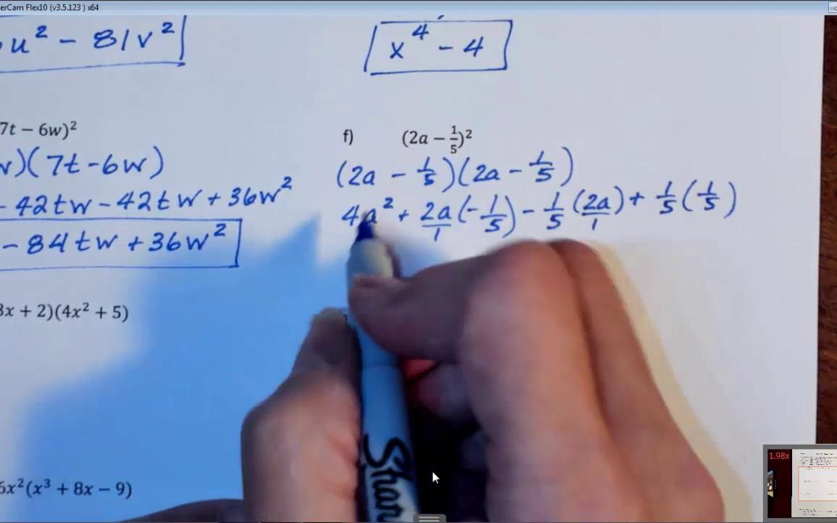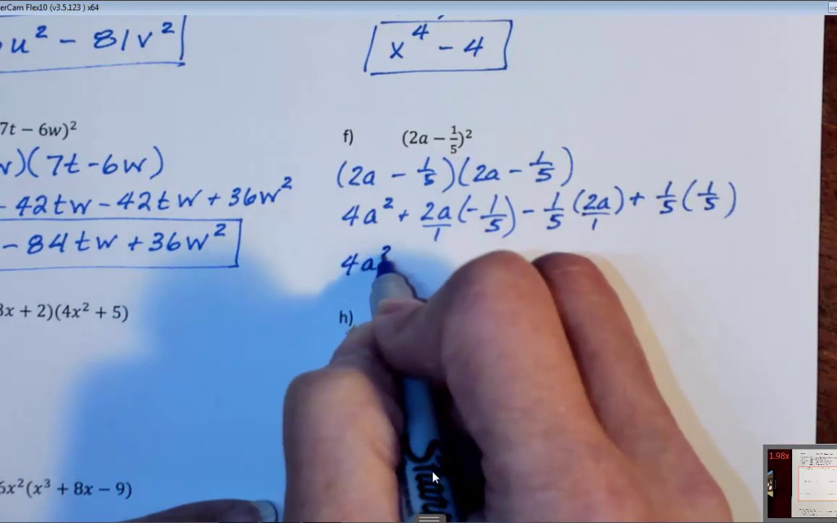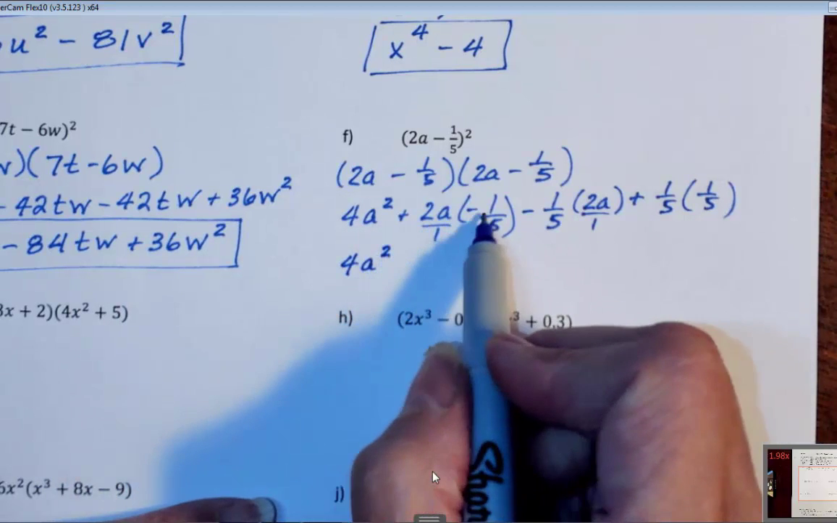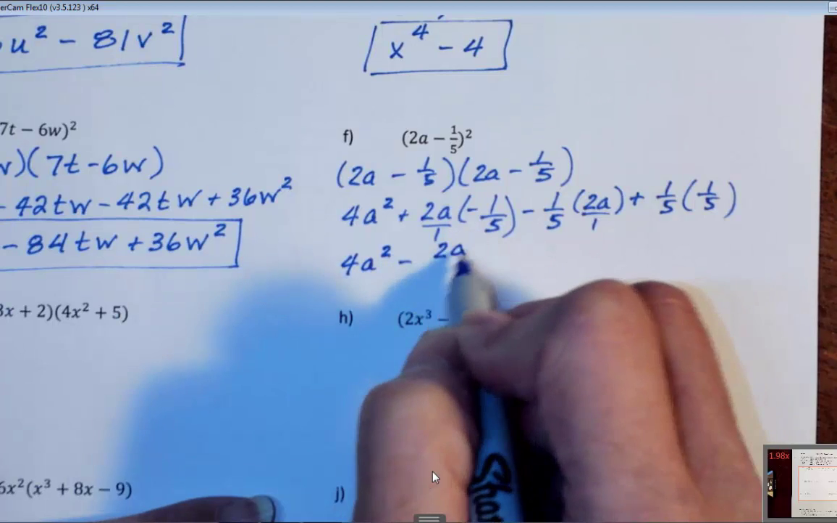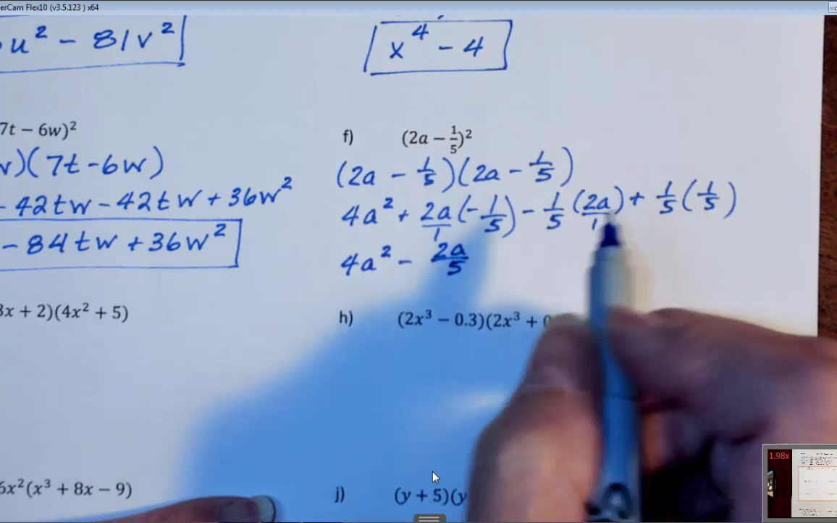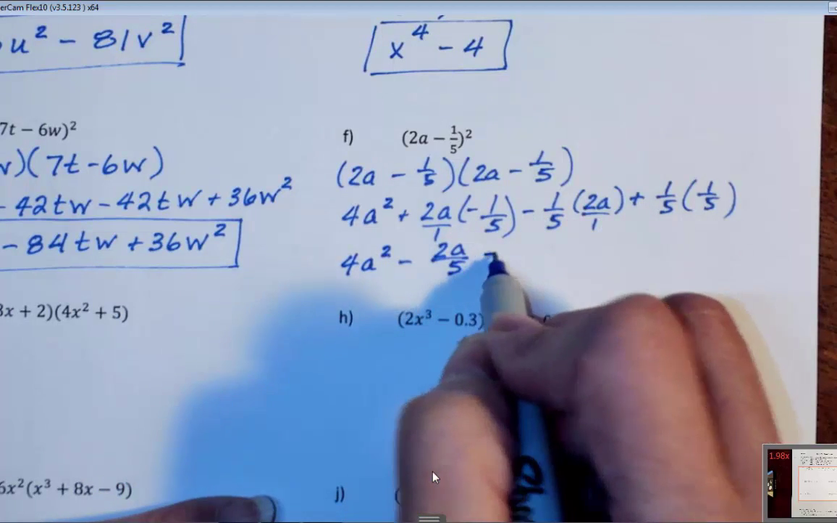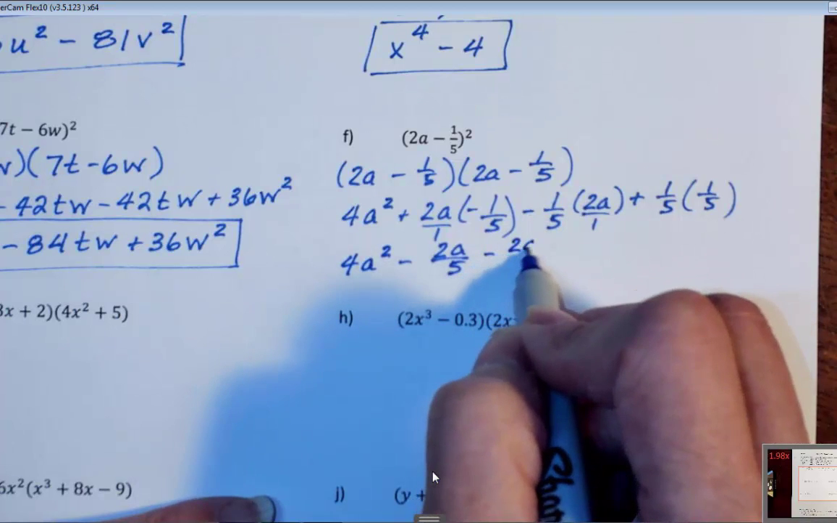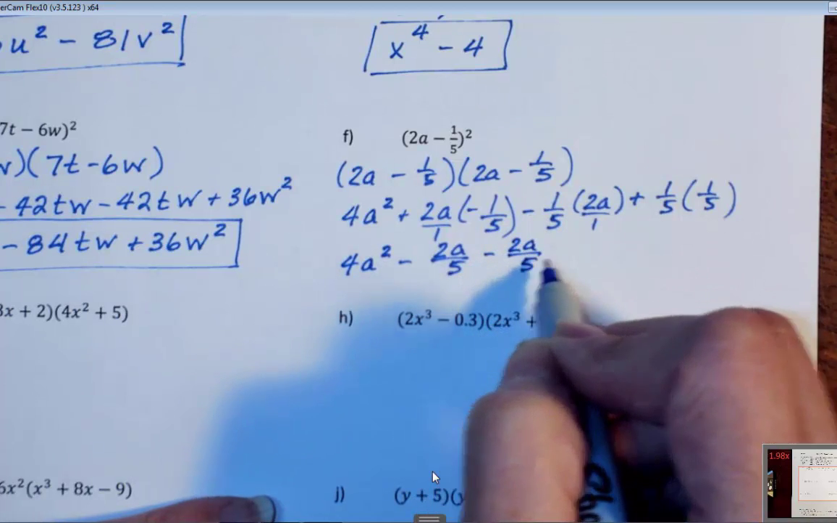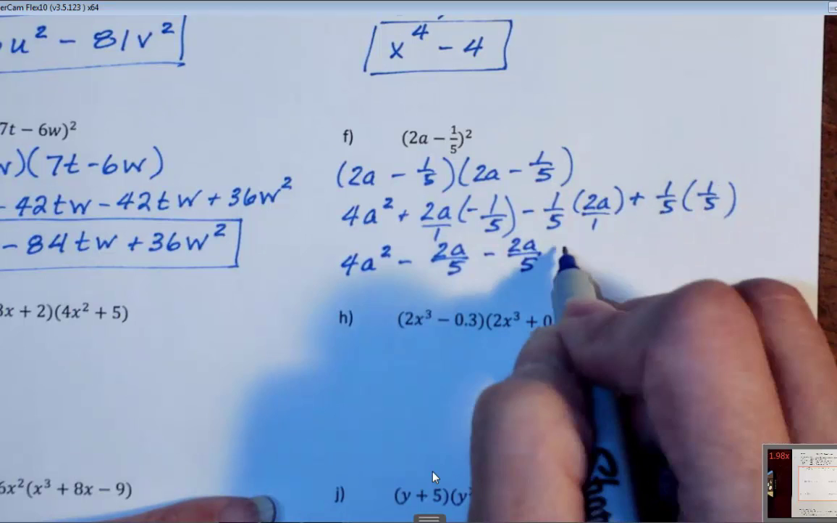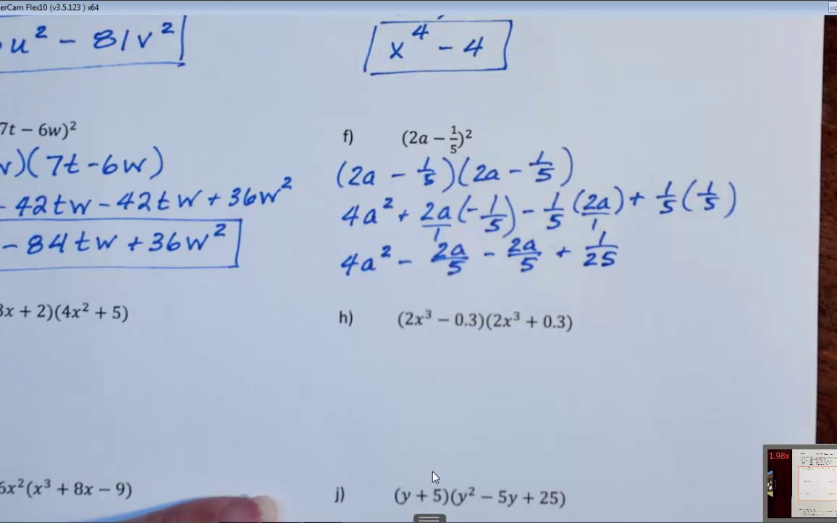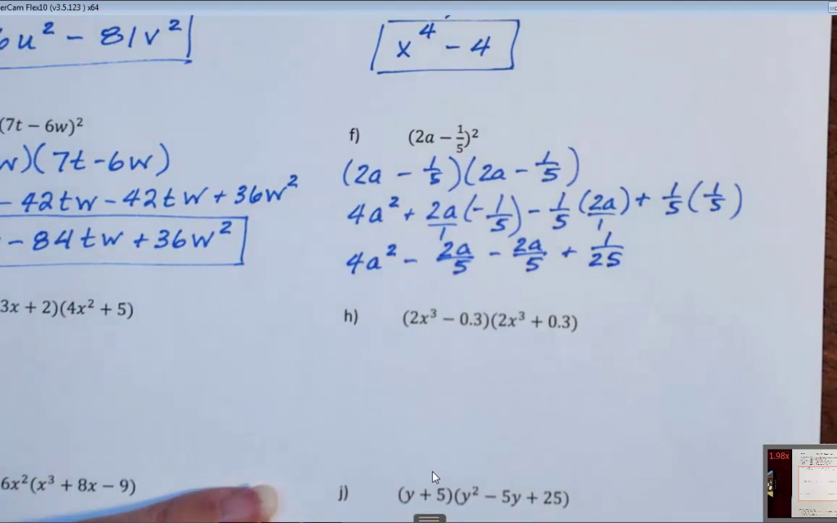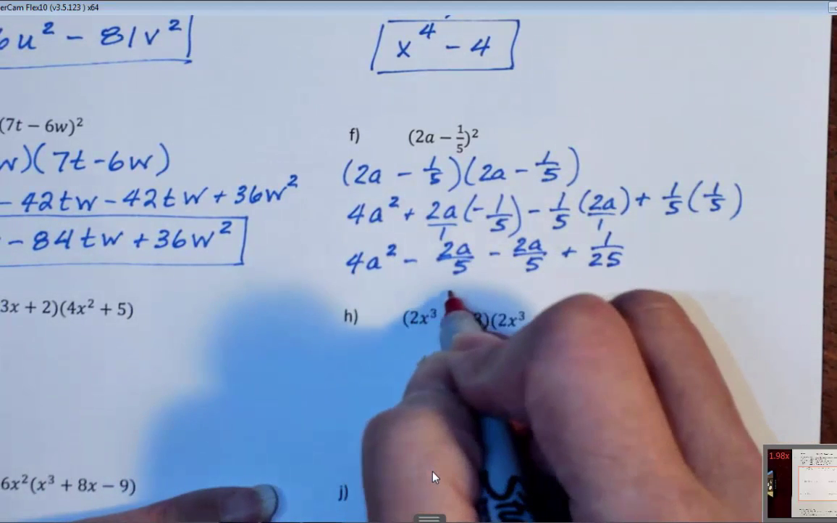So I end up with 4a squared. 2a times negative 1 gives me a negative 2a. 1 times 5 is 5. I end up with a negative, again, 2a over 5. And then 1 times 1 is 1 over 25. Combining my middle terms, I'm going to end up with 4a squared.